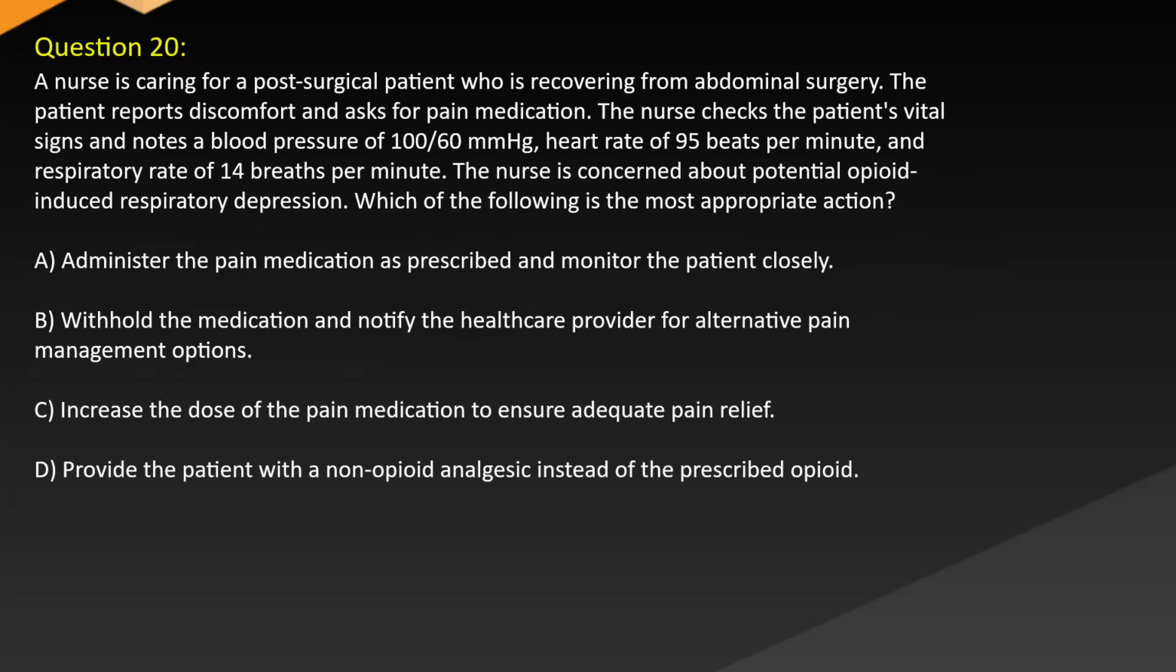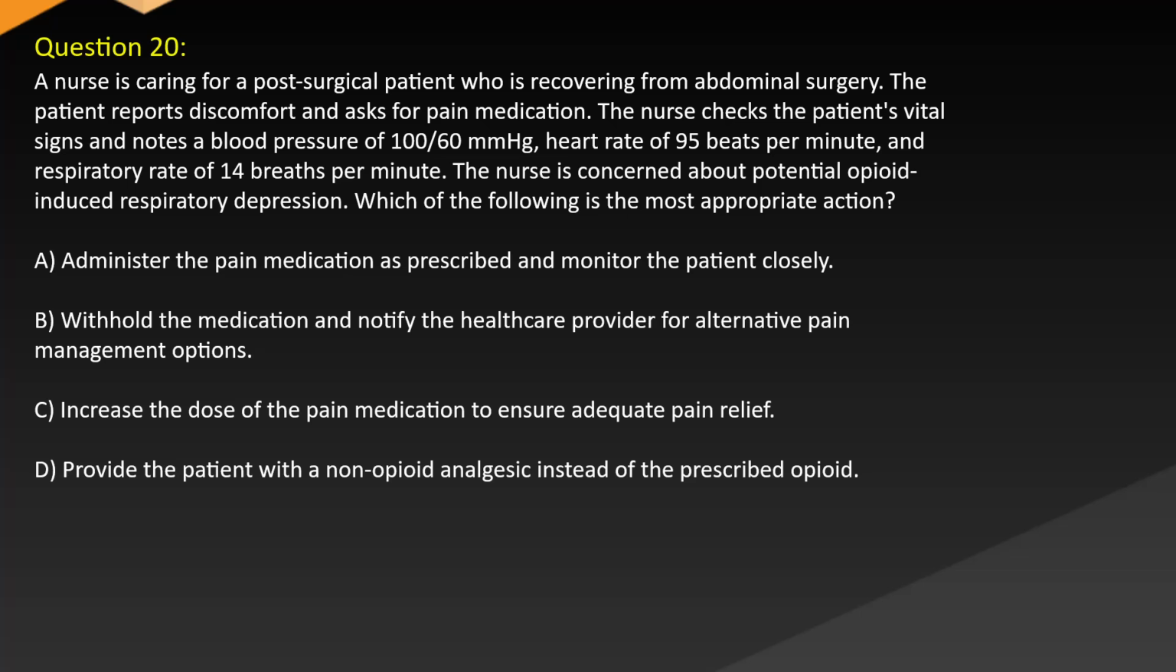sugar. Question 20. The nurse is caring for a post-surgical patient who is recovering from abdominal surgery. The patient reports discomfort and asks for pain medication. The nurse checks the patient's vital signs and notes a blood pressure of 106 mmHg, heart rate of 95 beats per minute, and respiratory rate of 14 breaths per minute. The nurse is concerned about potential opioid-induced respiratory depression. Which of the following is the most appropriate action?